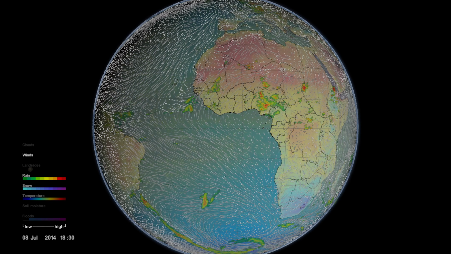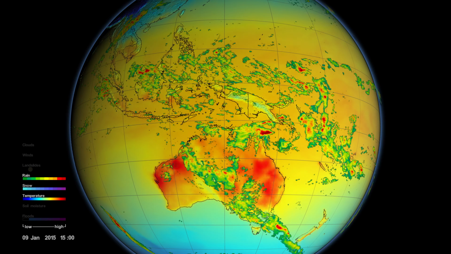Having a better understanding of the global water cycle and monitoring changes over time is important for society, for our everyday lives, and our long-term future.